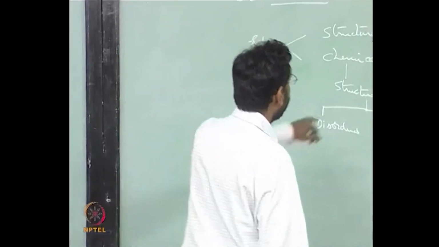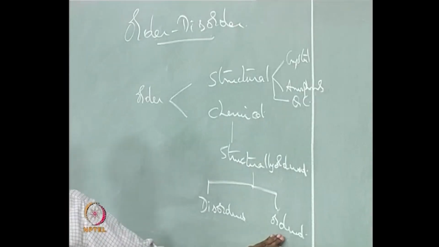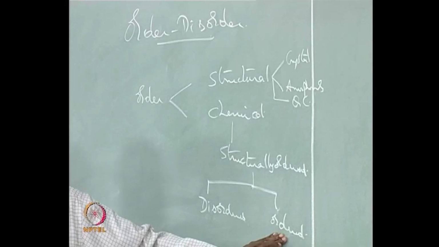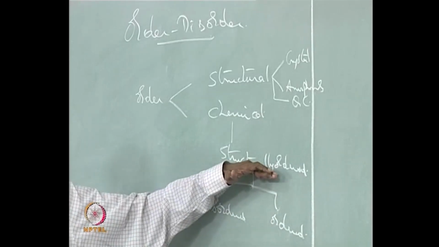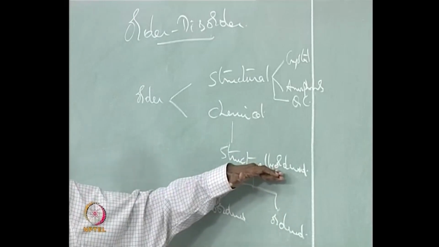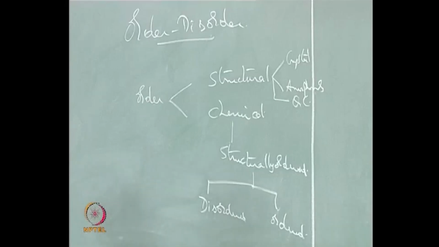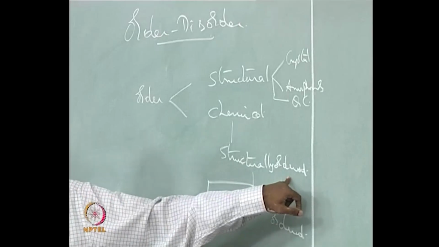So as a result, because amorphous materials do not have a unit cell at all, we will not talk about chemical order there. So chemical order basically implies a structural order. It is a subset of structurally ordered materials, that means it is a subset of crystals. So chemical order or chemical disorder are two sets inside structurally ordered materials.